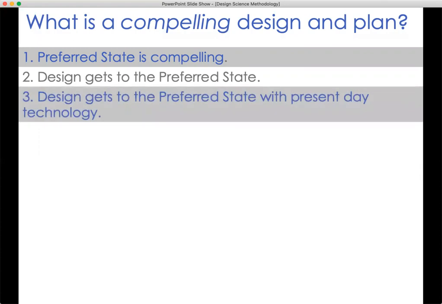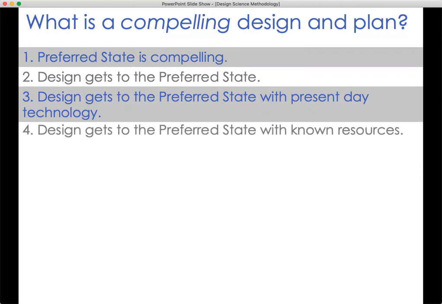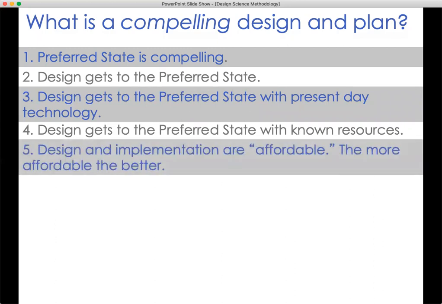And the design gets to the preferred state with present day technology. It's not using any fantasy magic wand, instantaneous teleportation between here and Mars or Andromeda, but it's present day technology, meaning it's doable. It's not something you have to wait for some fantasy to come true. The design gets to the preferred state with known resources. You don't have to discover another giant reserve of lithium under New York City or London. It's known resources right now, and the design and implementation are, quote, affordable.